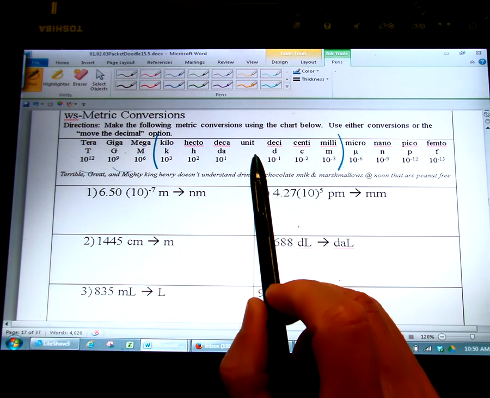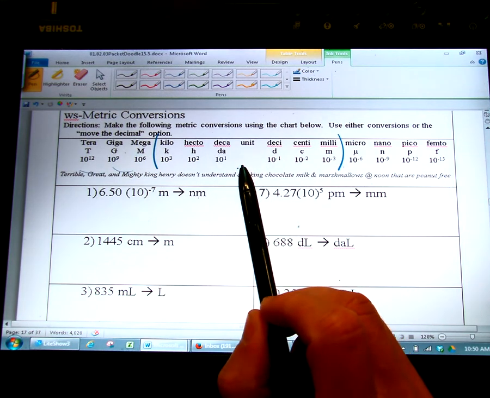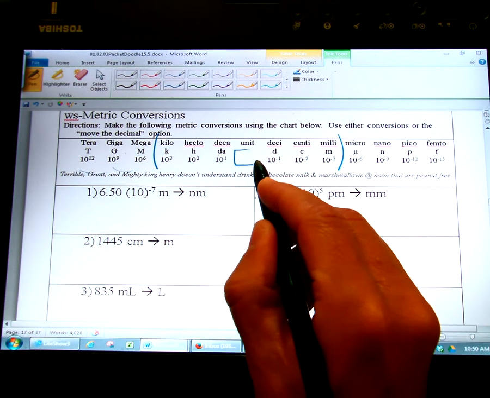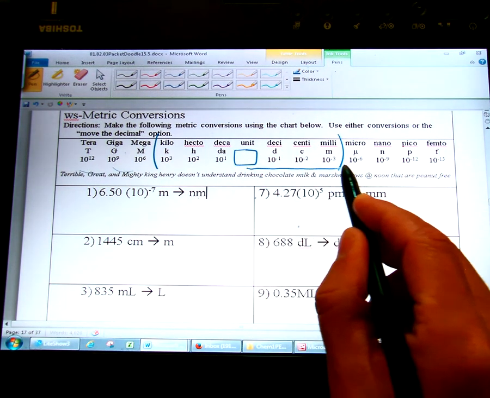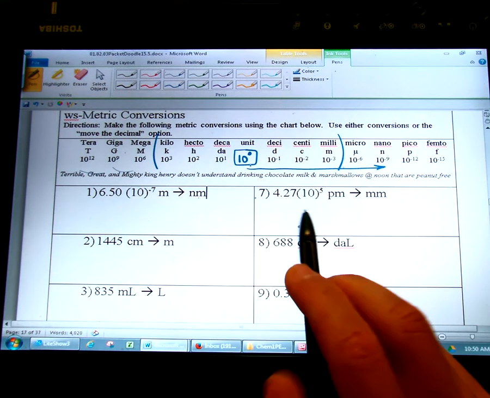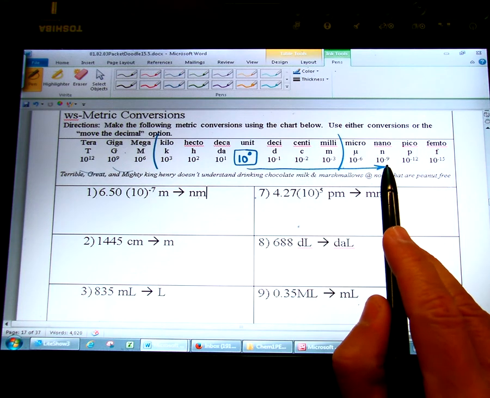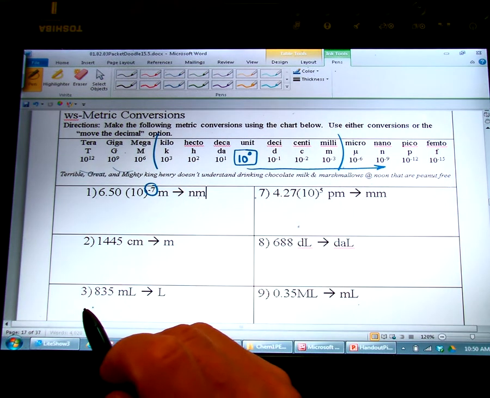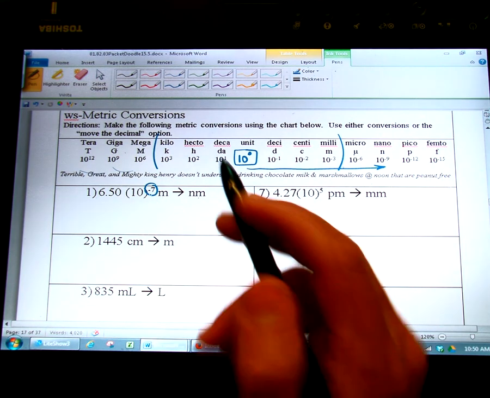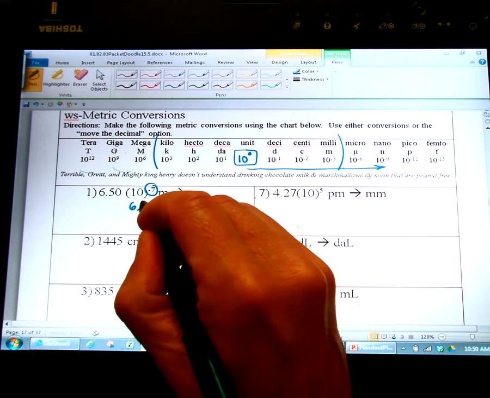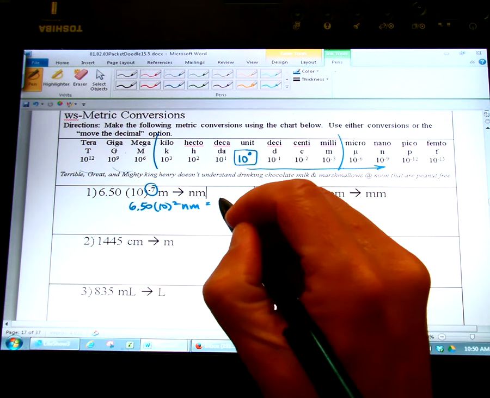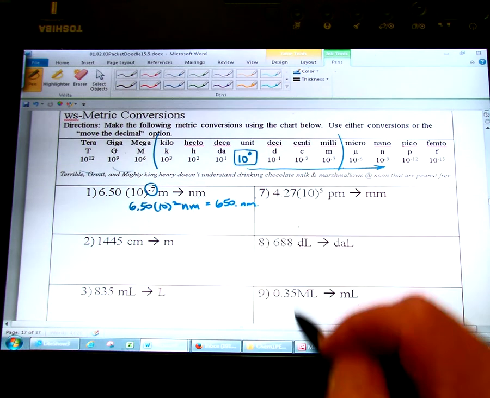So if we're in meters, that's going to be in the unit. And if we're going to go to nanometers, that's over here. So we're going to realize that the main unit is right here. And we're going to move over to nano, which is 9 decimal places, because this is like 10 to the 0. So 9 decimal places to the right. So we're going to change this 9 decimal places higher. So -7 moving up 9 spots is going to be the second. So that's going to be 6.50 times 10 to the second nanometers, which is the same thing as 650 with a decimal point nanometers.